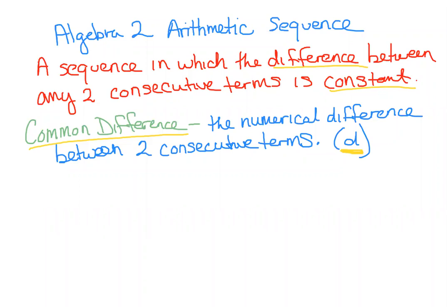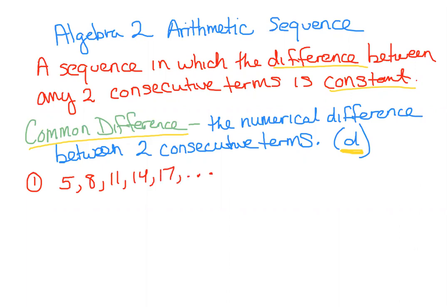So let's look at some examples. For number 1, all it says here is, first of all, determine whether it's arithmetic, and if it is, find what D is, and the next 3 terms. 5, 8, 11, 14, 17.